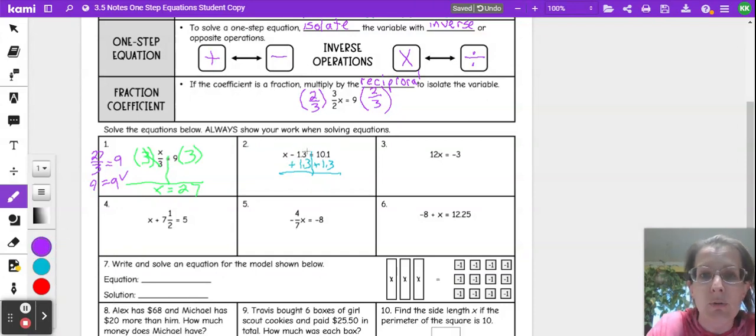And then what happens is when you have a negative 1.3 and a positive 1.3, it makes a 0. So they zero out, and you don't have to bring a 0 down. They just zero out. We have canceled them out. And on the other side, we bring down the x, we bring down the equal sign, and on the other side, we just add those, and we will get 11.